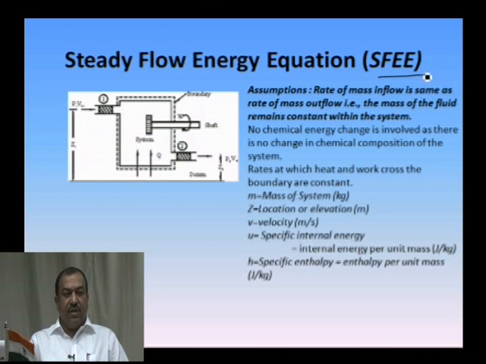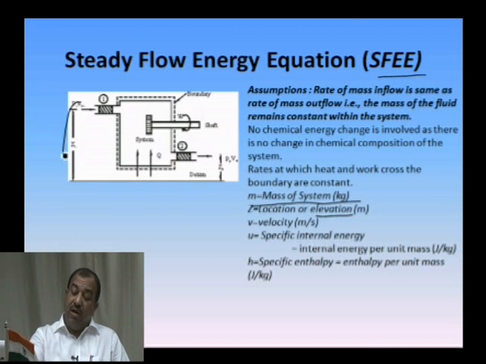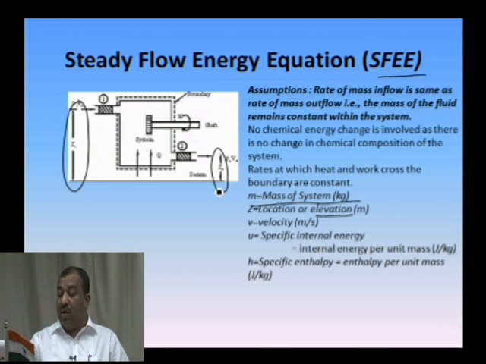No chemical energy change is involved, as there is no change in the chemical composition of the system. That means the chemical neutrality has to be maintained. The rates at which heat and work cross the boundary are constant. So, m is the mass of the system, z is the location or elevation. You can see here the location of the inlet and the location of the outlet.